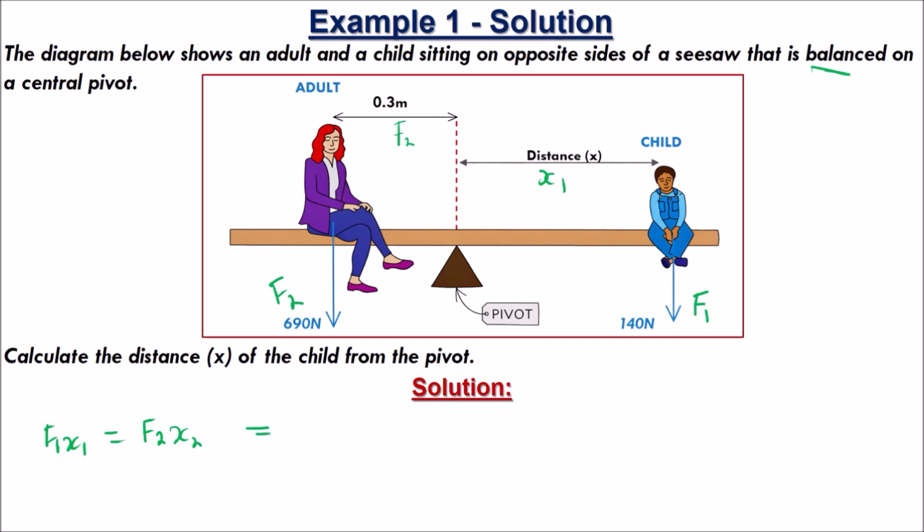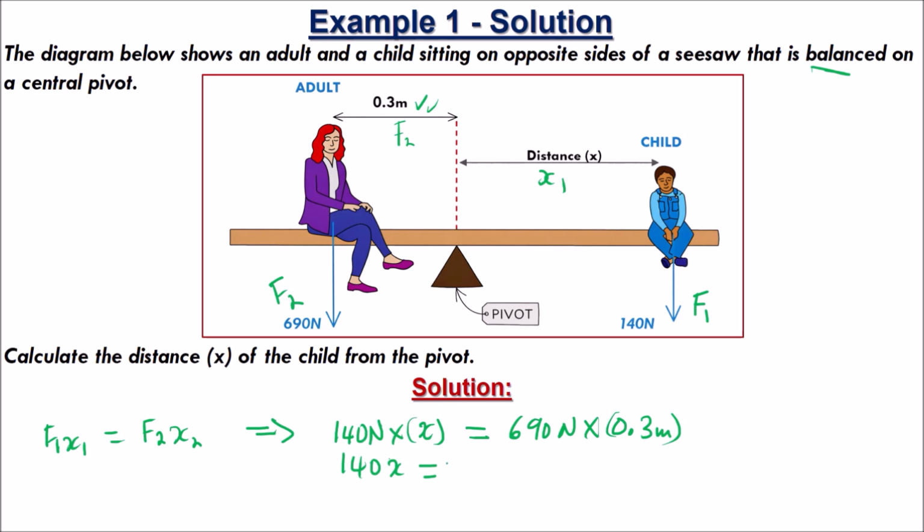Now, with this, let's do our substitution. Force 1 is 140 newtons times distance 1, which is x. That's what we're looking for. That is equal to, since it's balanced, force 2, which is 690 newtons, times distance 2, which is 0.3 meters, because the adult is 0.3 from the pivot. So we are going to have 140x is equal to 690 times 0.3.